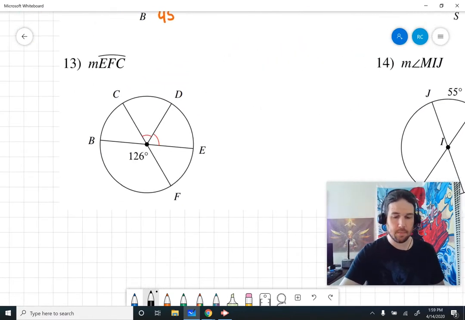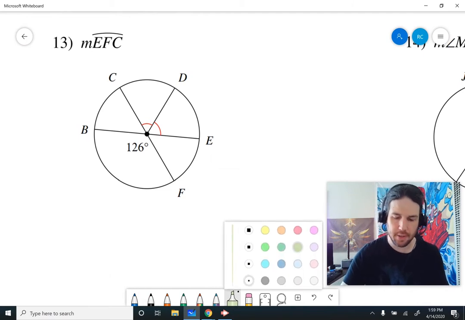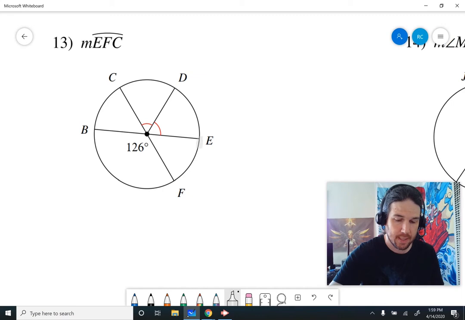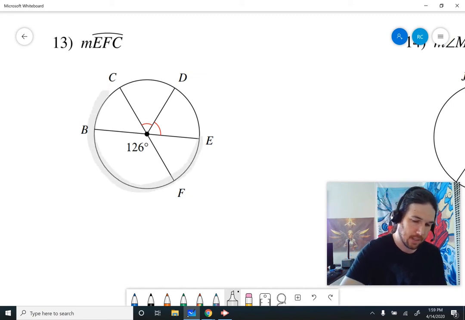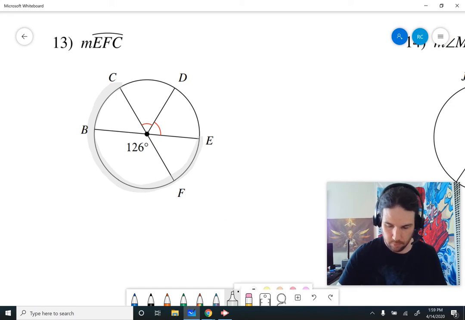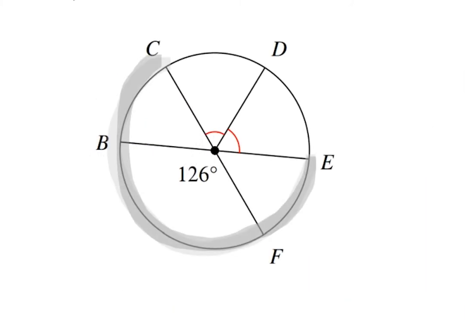Number 13, we're looking for the measure of arc EFC. Now you'll notice that I am marking with a highlighter the arc or the angle, whatever it is I'm looking for. It helps me, maybe it'll help you. EFC, so that's EFC. I don't know if you can even see that gray, but I'll make it a little bit darker. Okay, so we've got part of it. We know that this is 126 degrees.